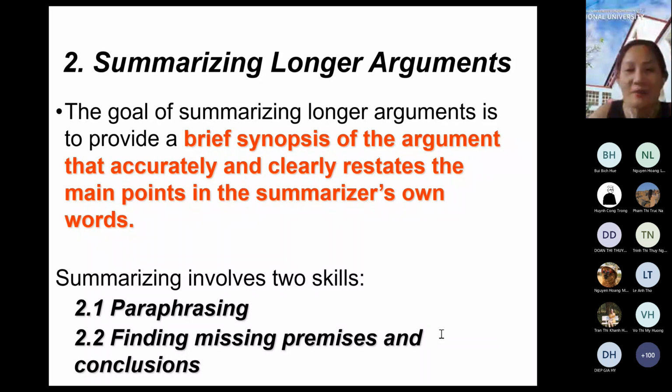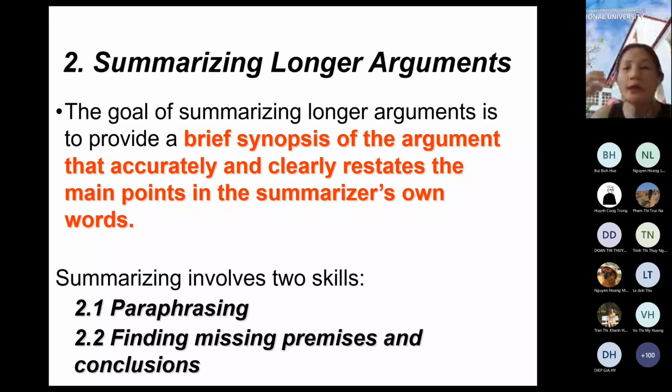Okay, right, thanks. So let's continue the second part with the summarizing of the longer arguments. And to be honest, dealing with the longer arguments would be more difficult. If you think that diagramming the short arguments is difficult, then the longer arguments will be more difficult. So first of all, the goal of summarizing the longer arguments is to provide some kind of brief information or summary of the arguments. And of course, when we do summarizing like that, we need to make sure that the information we provide for that argument must be accurate to what the original has.